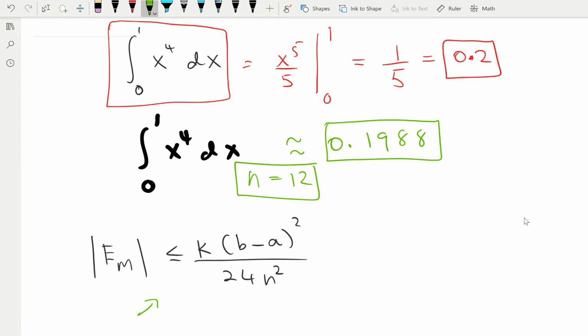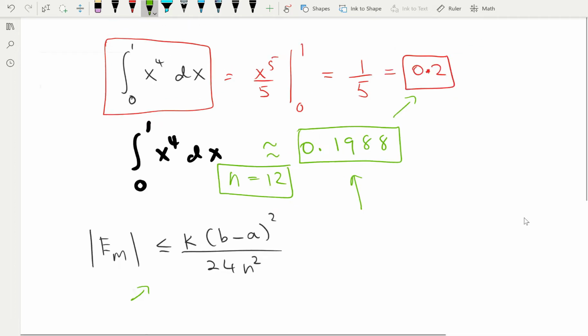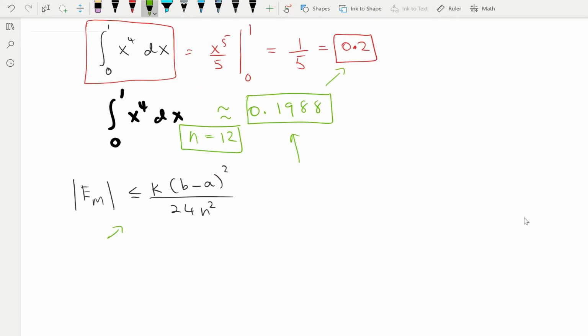Now compare these two. 0.1988 is very close to 0.2, right? The actual answer is 0.2, and the approximated answer is very close to 0.2. I would say this is a real good approximation, right? Okay, now let's calculate the error. That means how far off the approximation is.